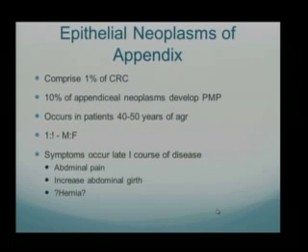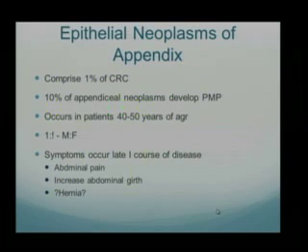So epithelial neoplasms of the appendix are still categorized under the colorectal cancer heading using the NCCN guidelines. 10% of the appendiceal neoplasms will develop pseudomyxoma peritonei. Usually it occurs in patients 40 to 50 years of age.